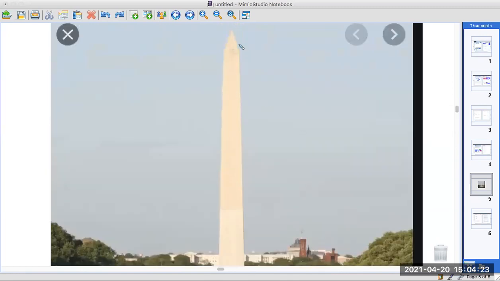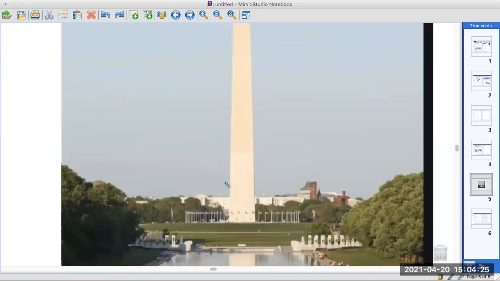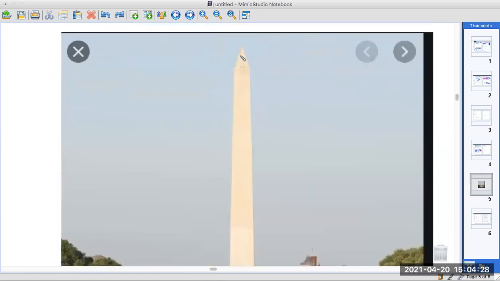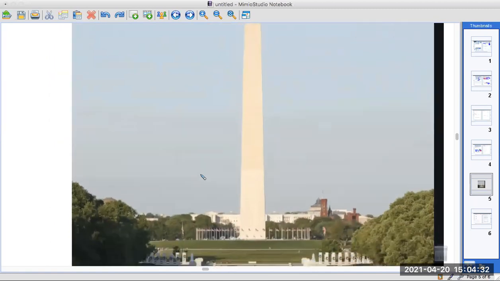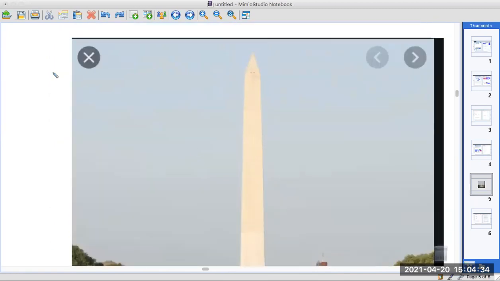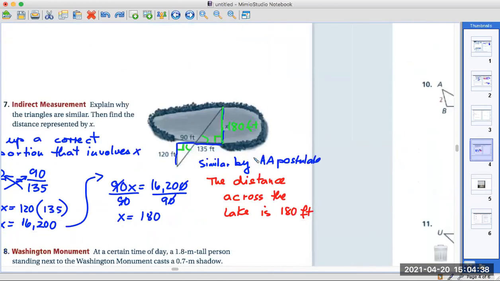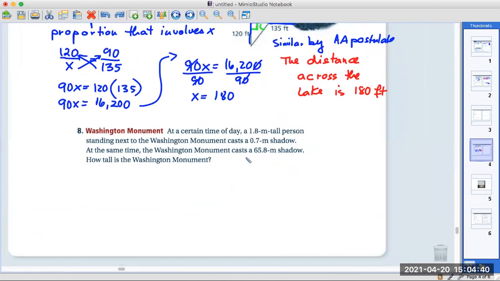So we're looking for the height of this monument. That's another way you can use indirect measurement with similar triangles to find the height of buildings by measuring their shadow. So let's look. At a certain time of the day, a 1.8 meter tall person standing next to the Washington Monument casts a 0.7 meter shadow. So the person and its shadow.